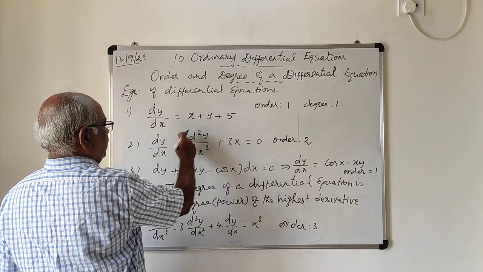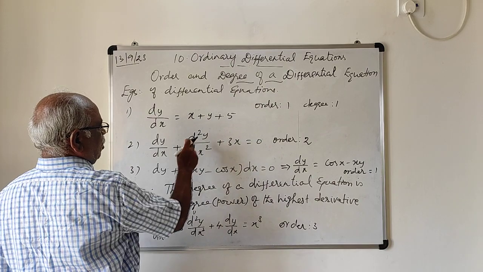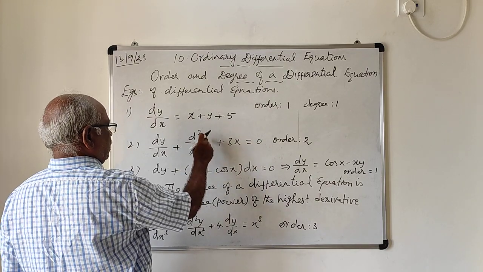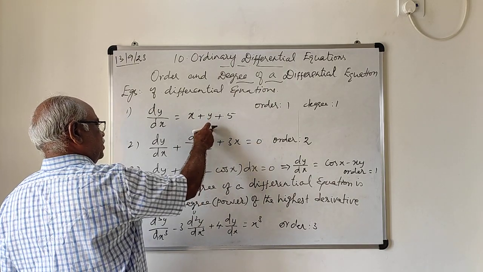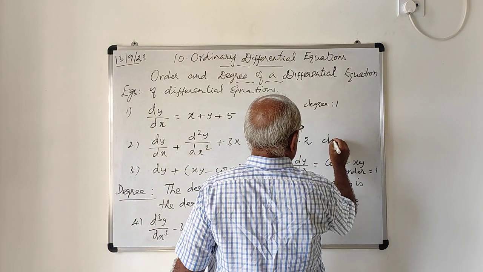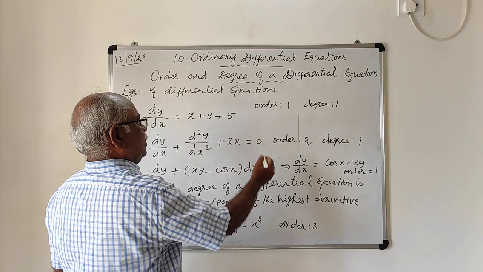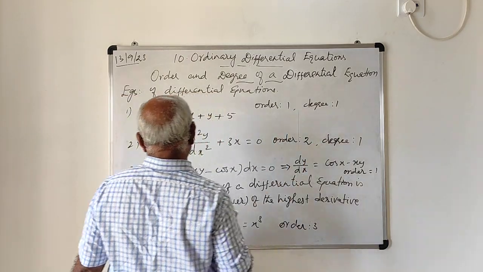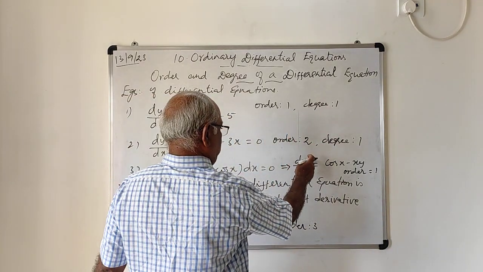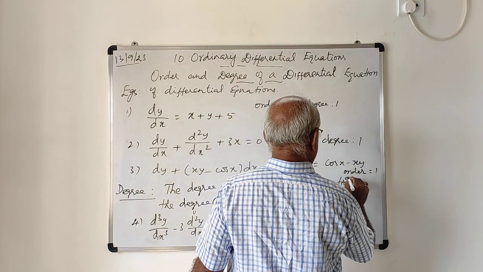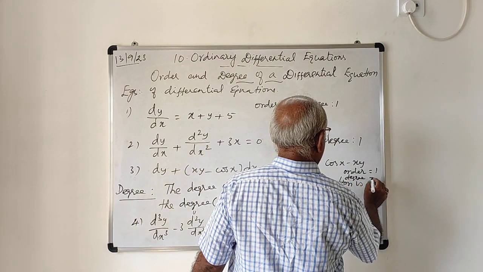d square y by dx square, power 1. Therefore, order 2, the highest order derivative, and the degree of the highest order is 1. Therefore, the degree of this equation is 1. Second problem, order 1, degree is also 1. Third problem, order 1, degree is also 1.